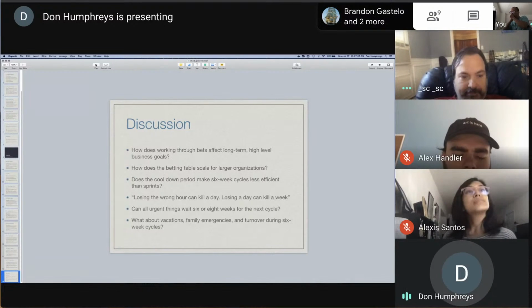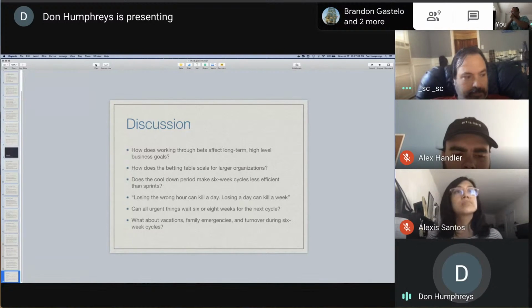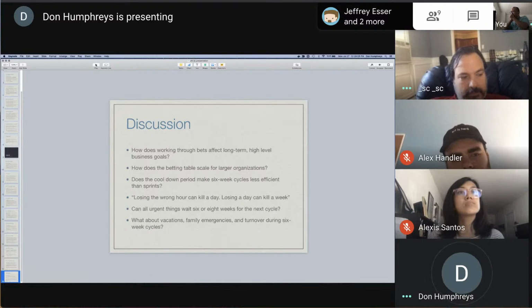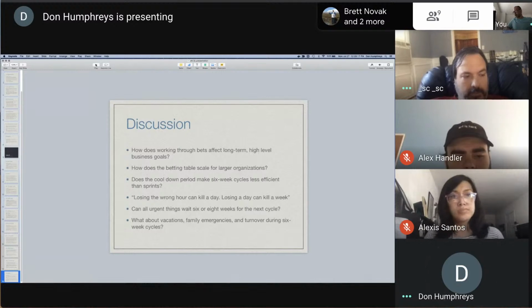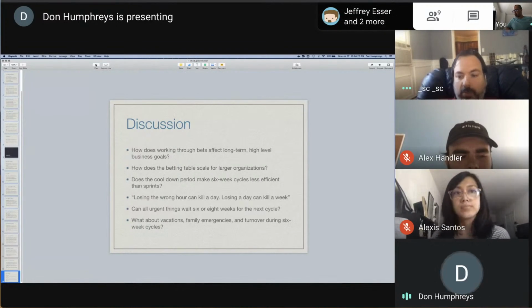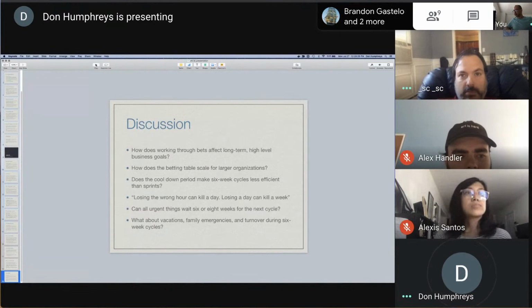Yeah. Another thing I was thinking is that maybe you would do multiple betting tables for different parts of the organization, if it's a large organization. But then that still comes back to the first discussion question, which is what about high-level business goals? Are you letting someone from outside of these teams pitch the really long-term goals? Maybe to some sort of manager or somebody that's within the smaller betting tables? Well, or how does that work?